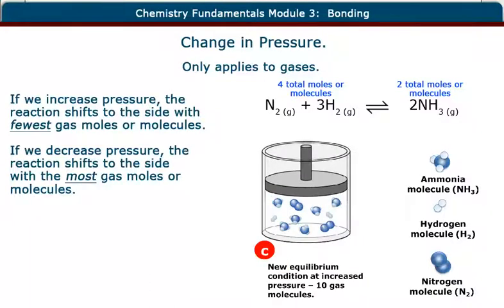So, when equilibrium is established under this new pressure, notice there are now only 10 total gas molecules, as some of the nitrogen and hydrogen have combined. Thus, as the rule stated, when you increase pressure, equilibrium shifts to the side with the fewest molecules, in this case the product side.